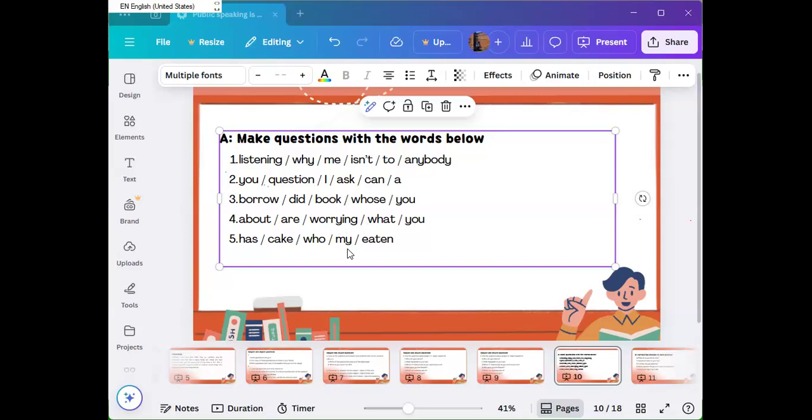What about number 1? "Why isn't anybody listening to me?" What do you think, is it a subject question or an object question? Because this is one question. Object question. Object question, "Why isn't anybody listening to me?" Good. Very good job.